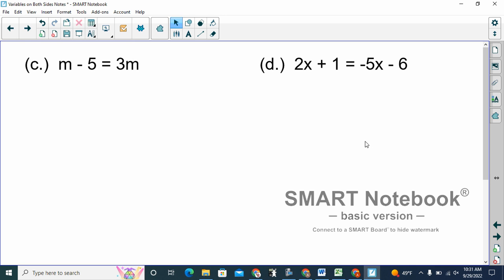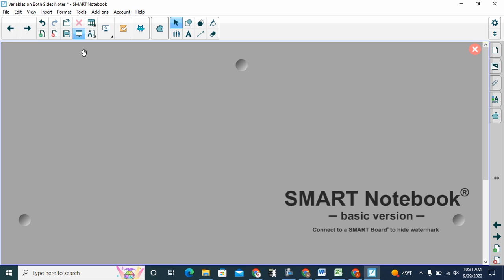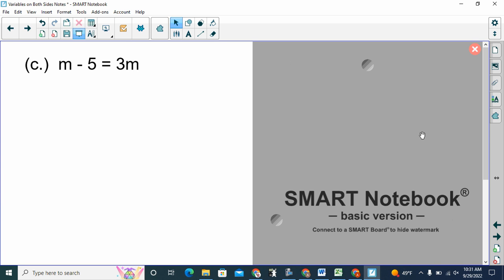Part C says m minus 5 equals 3m. m minus 5 equals 3m. Check to see if there's anything to distribute. There is not. Check to see if there's any like terms to combine. There are not any like terms that are on the same side of the equal sign. So nothing we need to take care of in steps 1 or 2.